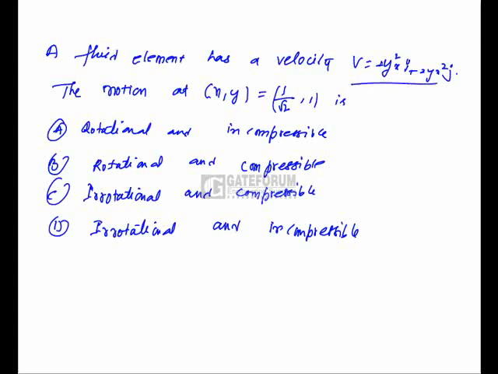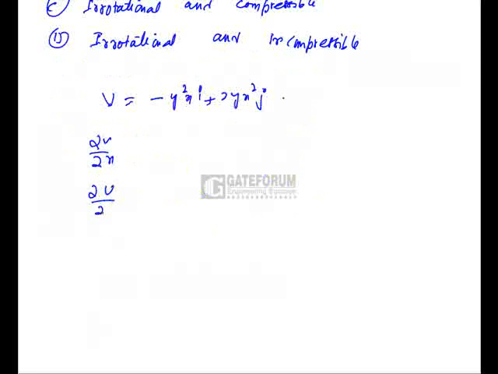Now, the velocity of a fluid element is given as v is equal to minus y square xi plus 2yx square j. At the point 1 by root 2 comma 1, we have to check whether it is rotational or compressible or incompressible and so on. Now, in order to find whether the fluid is compressible or rotational or irrotational or incompressible, we have to find dou v by dou x as well as dou u by dou y.